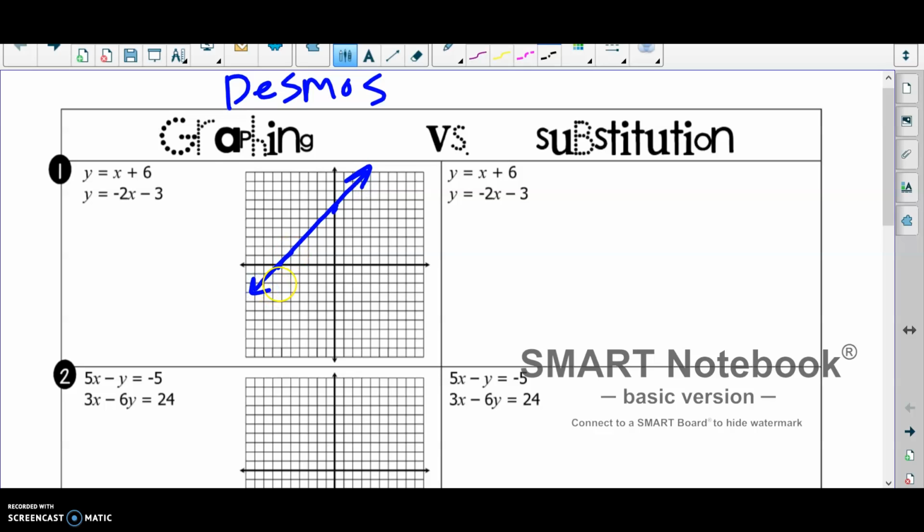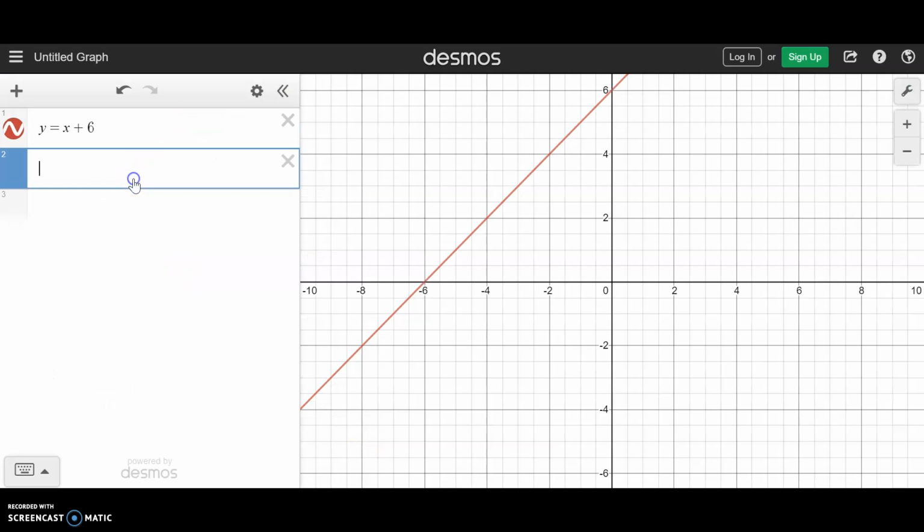Alright, so now I'll do the same thing for the next one: y equals negative 2x minus 3. We'll pick 2 points that work. So I'll pick this one, 0, negative 3. And then a great point to pick is always where they cross, so negative 3, 3. So let's go back and graph that one.